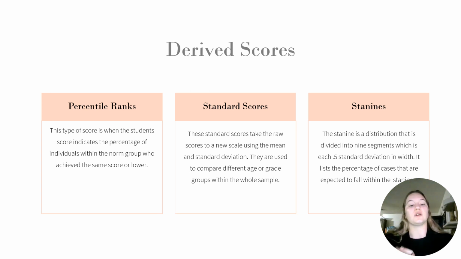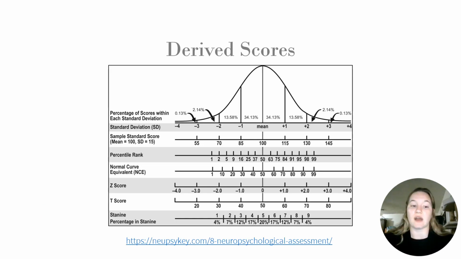Standard scores are the raw scores, but they're put on a new scale to use the mean and standard deviation. They're used to compare different age or grade groups within the whole sample. The Stanine is a distribution that is divided into 9 segments, which is each 0.5 of a standard deviation in width. It also lists the percentage of cases that are expected to fall within this Stanine. So on this next slide, I will show you a graph that goes over, as we can see, the percentile rank here, and then the Stanine percentage, and then the sample standard score.